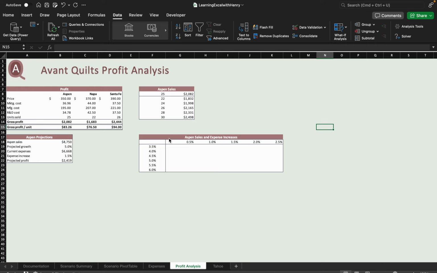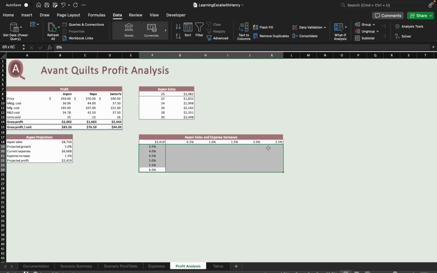In cell F18, we're going to use a formula to input B22, which is the projected profit. So it's going to be B22, and then it's going to go right there. And now we are going to go ahead and do the two variable tables.